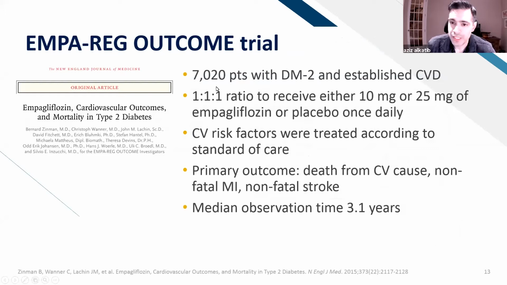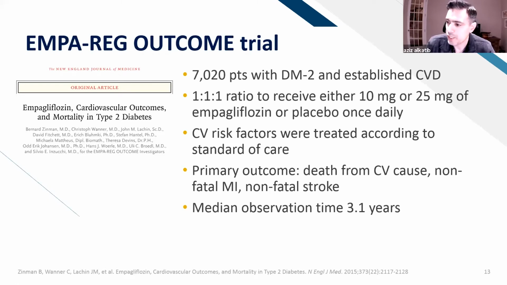This included 7,000 patients with type 2 diabetes and established cardiovascular disease. So they've had established coronary disease, stroke, etc. They were randomized to either placebo or a varying dose of empagliflozin. Their cardiovascular risk and disease was treated according to standard of care. So these patients were on aspirin, statin, beta blockers, etc., all according to the standard of care.